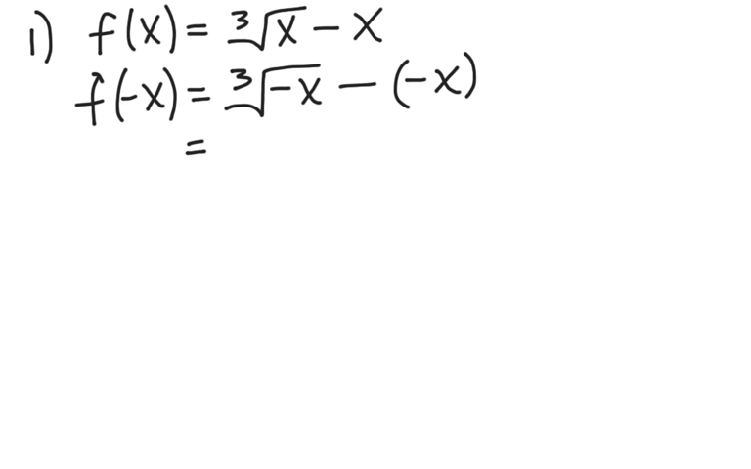The cube root of a negative number will be the opposite of the cube root of x. Think about the cube root of negative 8 would be negative 2. That's going to be the opposite of the cube root of positive 8. And then subtracting a negative x will give us a positive x value.